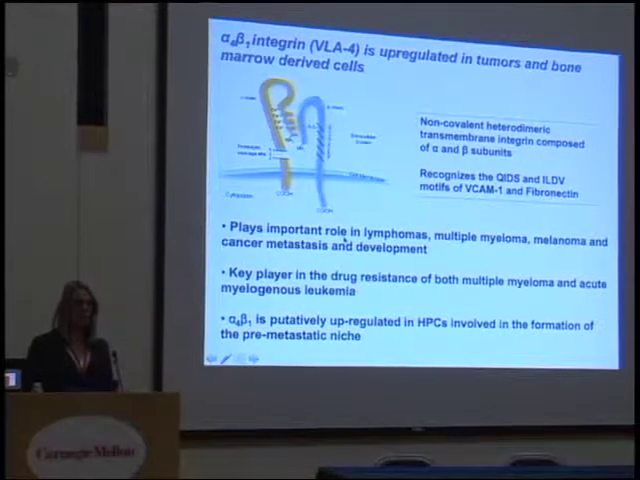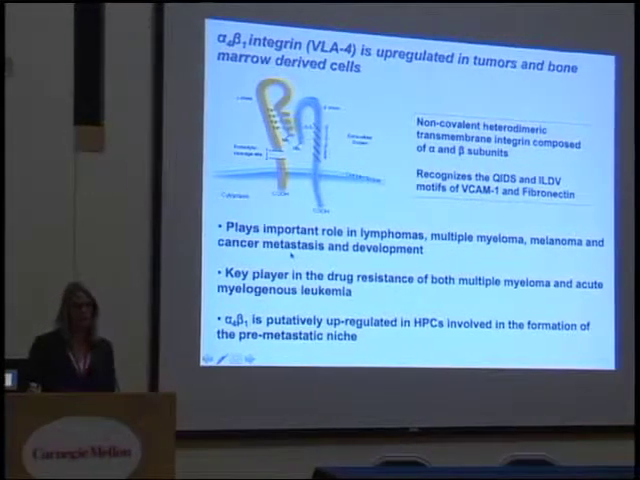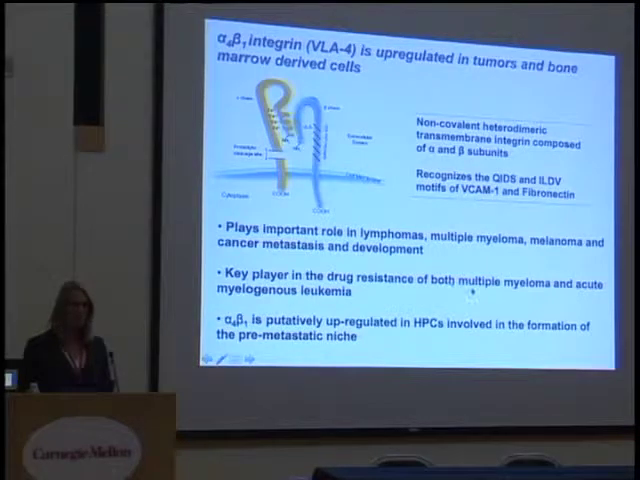Alpha-4 beta-1 specifically plays an important role in lymphomas, multiple myeloma, melanoma, and cancer metastasis and development. It's a key player in drug resistance of both multiple myeloma and acute myelogenous leukemia. And it is putatively upregulated in the hematopoietic progenitor cells involved in the formation of the pre-metastatic niche.